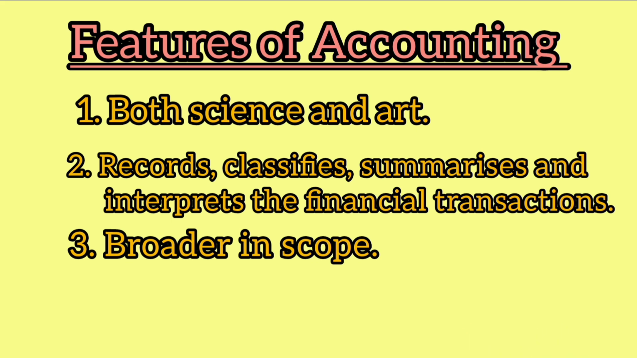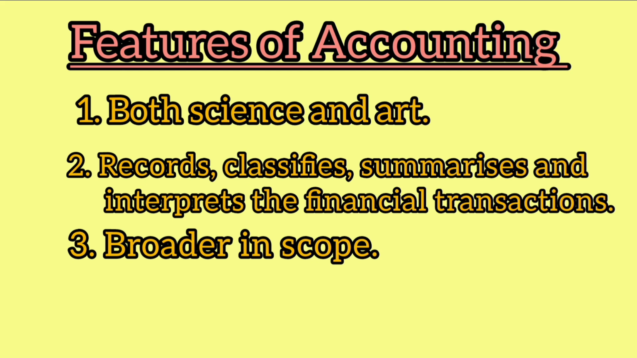The second feature of accounting is that accounting is treated as a science as well as an art. Why is it treated as a science? Because accounting follows certain guidelines and standards which are set up by the GAAP and the IFRS. Here, GAAP refers to the generally accepted accounting principles and IFRS stands for International Financial Reporting Standards. These guidelines are universally accepted. That is the reason why accounting is treated as a science.